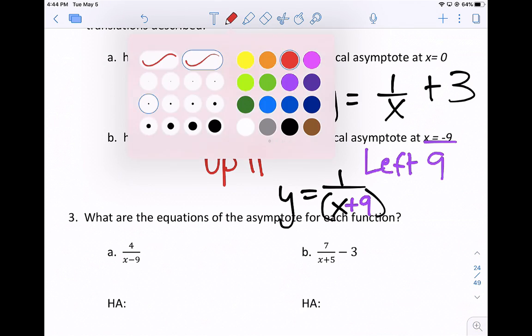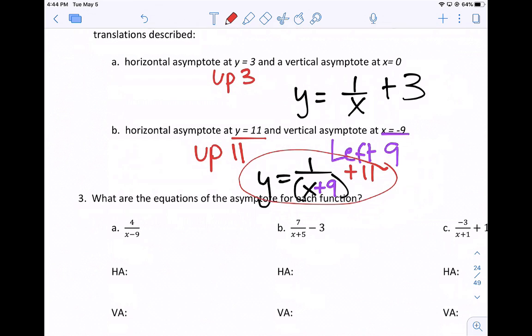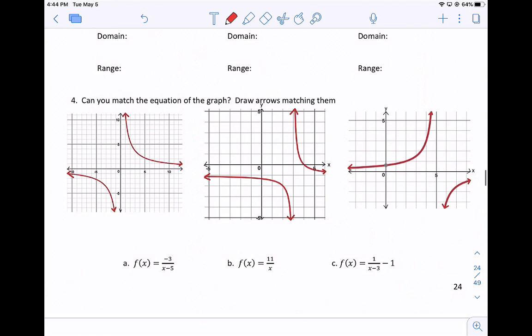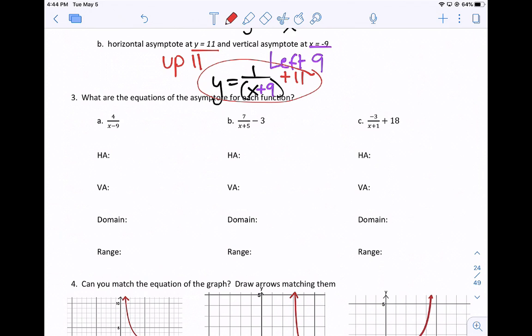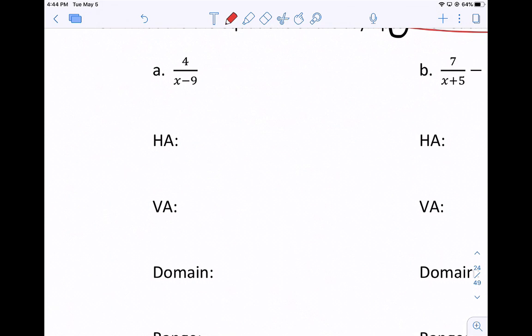And up is also plus, so on the outside of the parentheses, plus 11. So there's the equation of that shifted function. Okay, let's talk about 2 more types of problems, and then you'll be able to practice this. What are the equations of the asymptotes for each function? All right, so let's just talk about the shifts here.